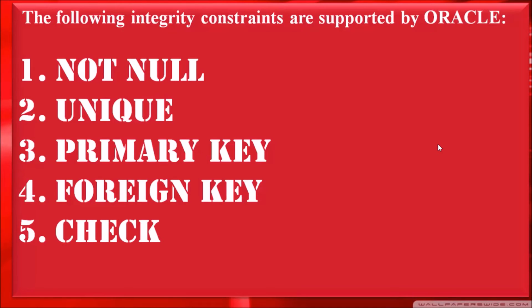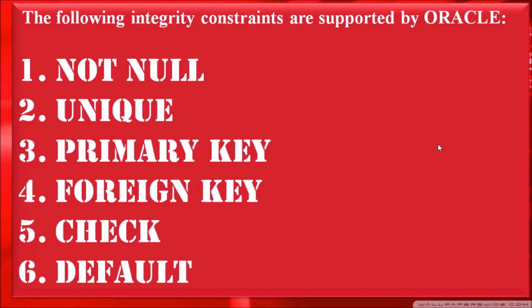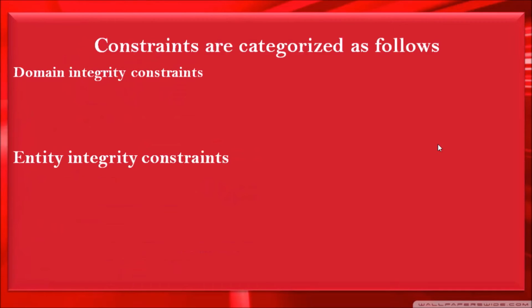Check constraint. The check constraint ensures that all values in a column satisfy a certain condition, like employee salary should be greater than 10,000. Default constraint. The default constraint provides a default value for a column when the user tries to enter null in a particular column. Oracle also categorizes all these constraints in the following way: domain integrity constraint, entity integrity constraint, referential integrity constraint.